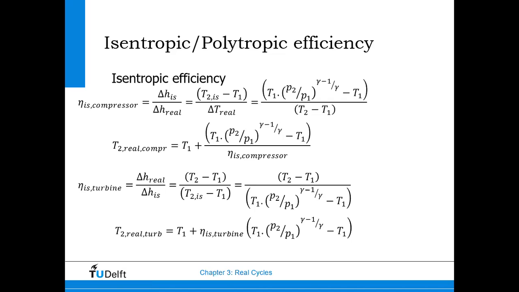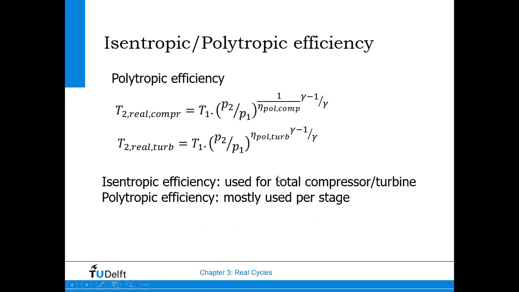In parallel, you also have another definition, and it is polytropic. Polytropic efficiency is more or less the adiabatic relationship, but a kind of efficiency is introduced in the coefficient. So for the compressor, it's 1 divided by the compressor efficiency, and for the turbine, it's the polytropic turbine efficiency.